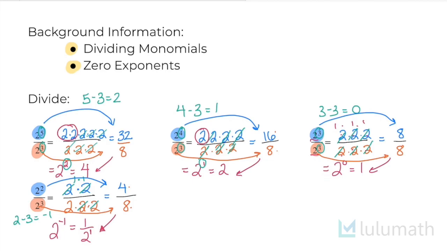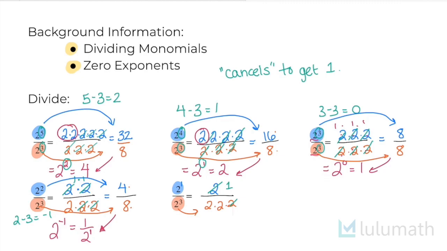Let's try another example. So in my numerator here, I have 2, or 2 to the power of 1. And so that means that I have a single 2 in the numerator. On the bottom in my denominator, I have 2 to the power of 3, which is 2 times 2 times 2. And here we can say this 2 and this 2 will cancel out to give us 1.